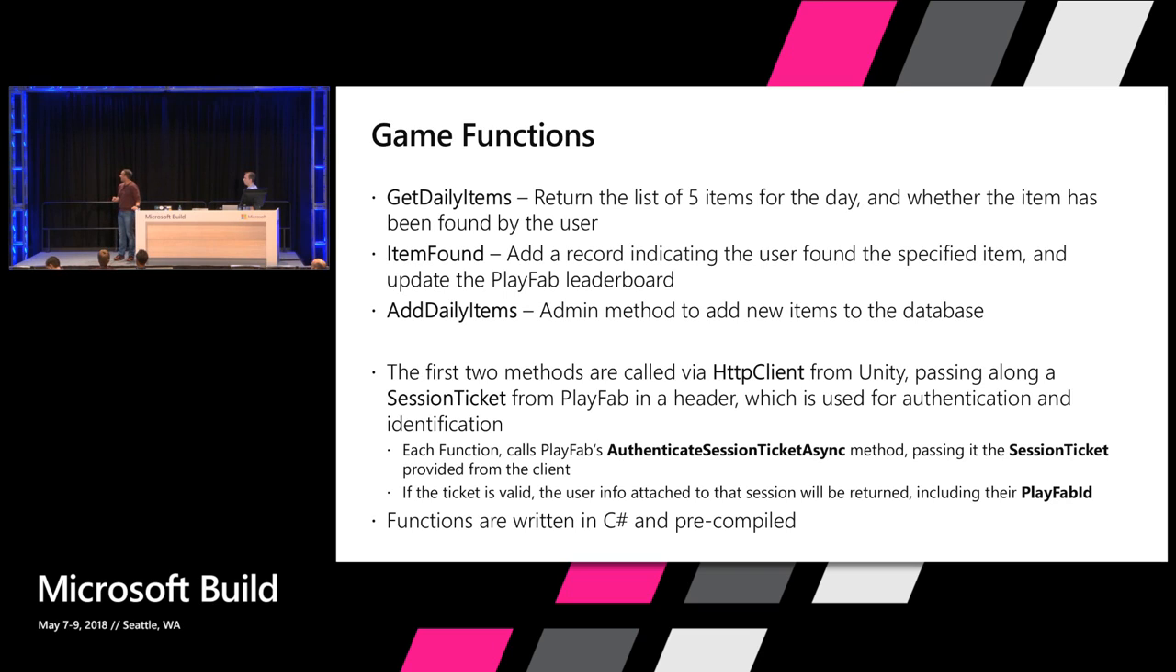Moreover, functions are written in C#. You can also rewrite them in Node.js. But the good thing with C#, they are precompiled. So basically, we wrote them in Visual Studio, and when we submitted them to Azure Functions, we submitted the DLL. So as you can imagine, it's pretty much faster.